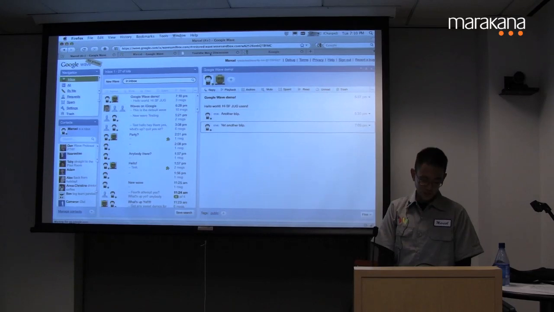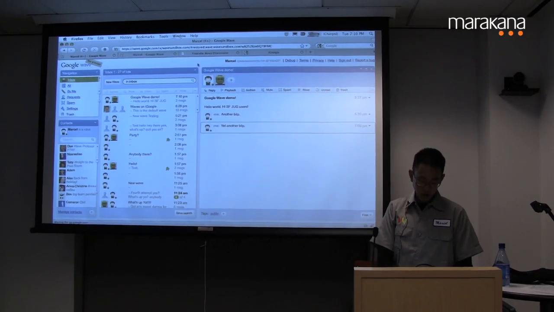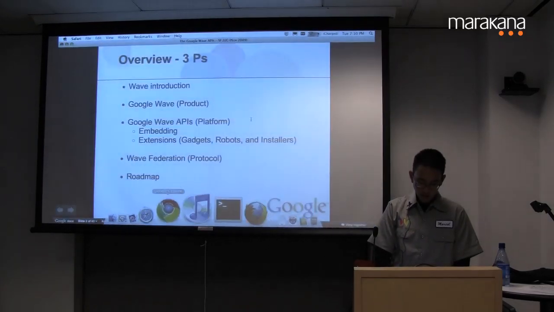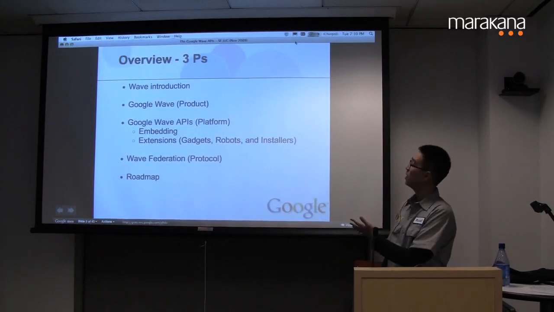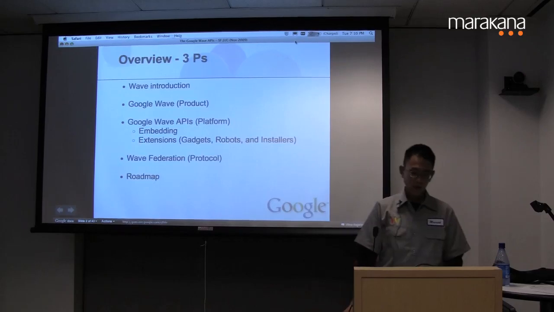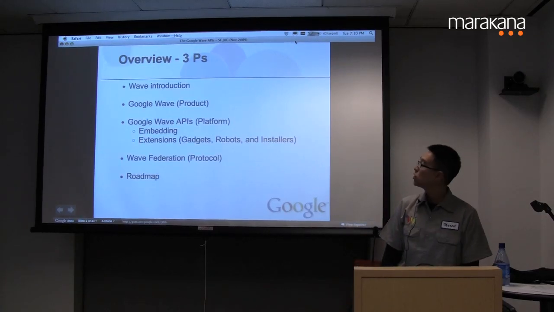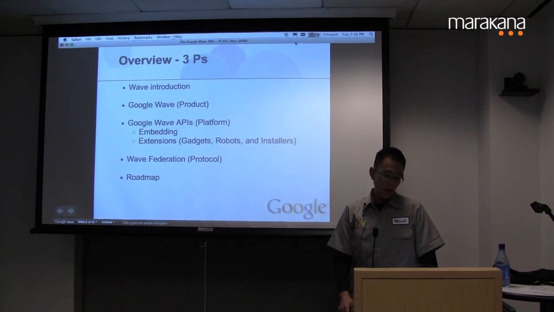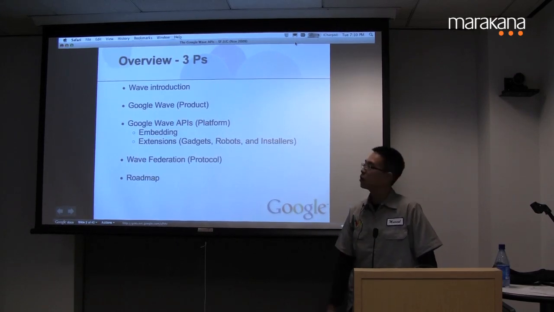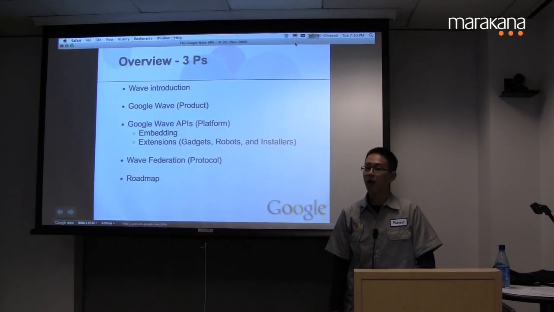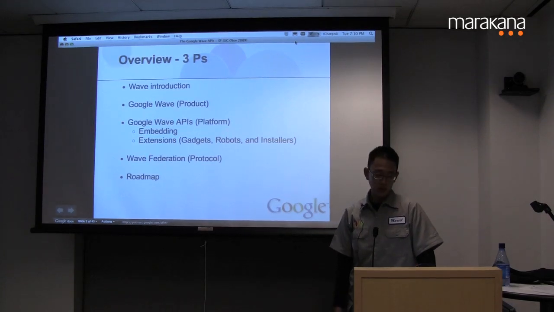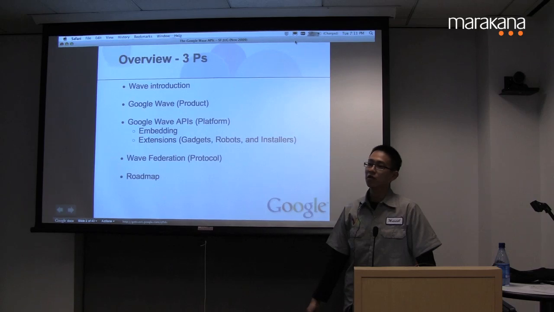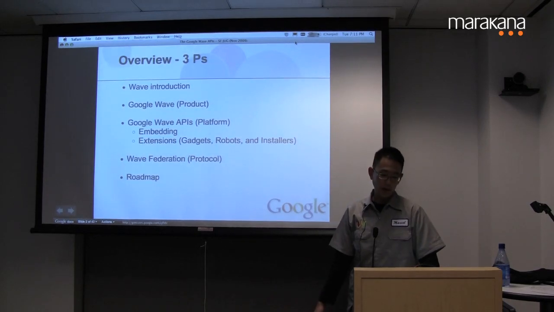All right, so that's Google Wave, a very short intro of Google Wave. That was the first P, the product, the Google Wave web application itself. The second P is platform. We want to make sure that Google Wave is extensible and accessible as well. That's why we developed a set of APIs to make that happen.